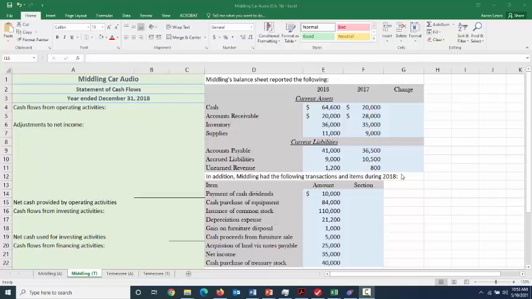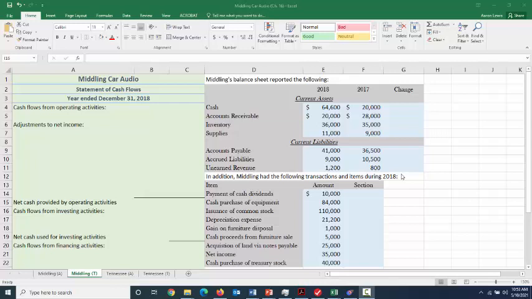Hello everyone, let's do a preparation of a statement of cash flows using the indirect method for a company called Midling Car Audio. And because Midling is going to use this indirect method in their operating section, they are going to essentially adjust their net income to the cash that has been provided by their operating activities.